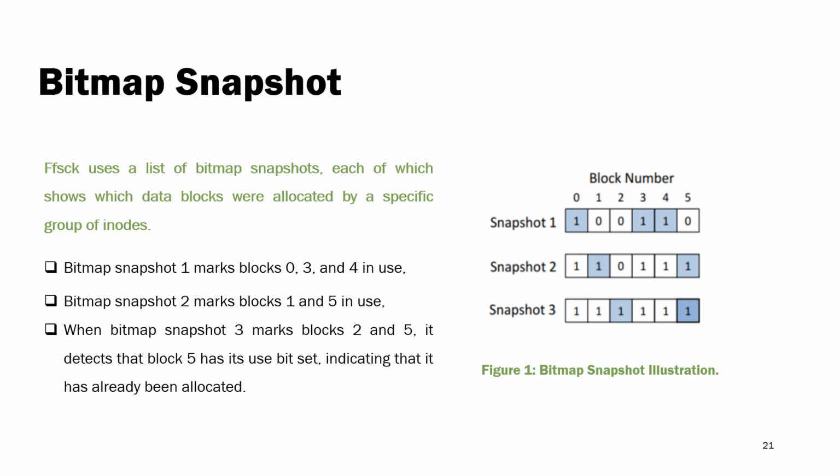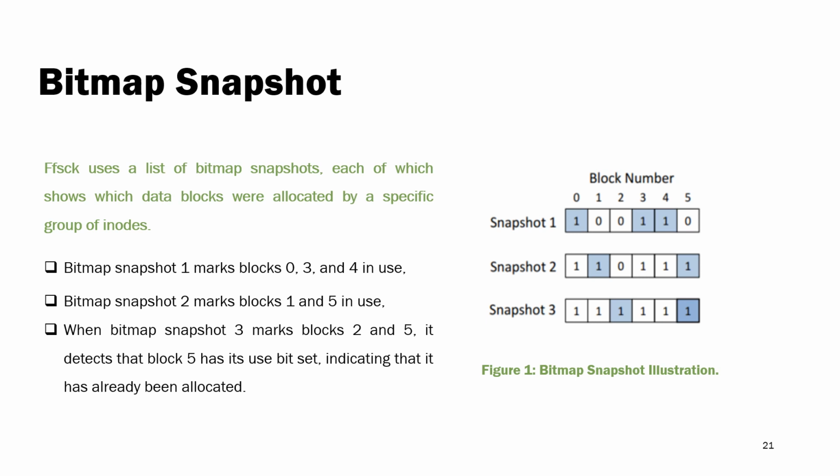In this figure we can see bitmap snapshot 1 marks blocks 0, 3 and 4 in use. Bitmap snapshot 2 marks blocks 1 and 5 in use. When bitmap snapshot 3 marks blocks 2 and 5, it detects that block 5 already has its use bit set, indicating that it has already been allocated.